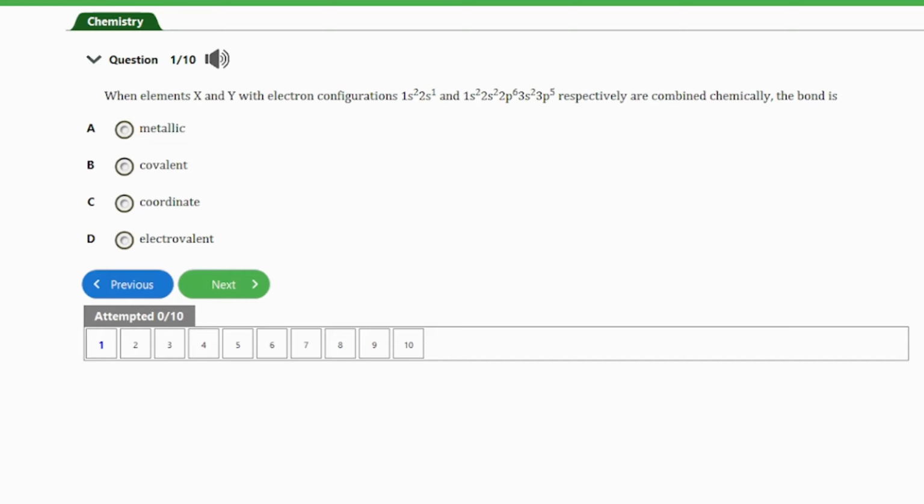This question entails that there is a bond between a metal and a non-metal. An element that has 2s1 is a group 1 metal. An element that has 3s2, 3p5 is a group 7 non-metal. A bond between a metal and a non-metal is an electrovalent or ionic bond. So that's the answer to that question.